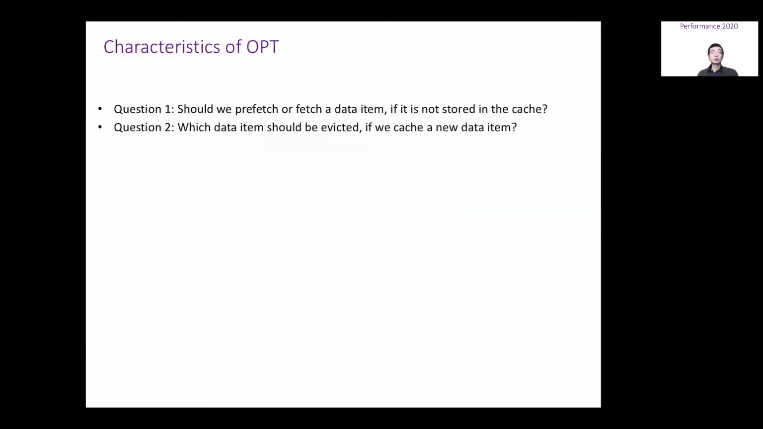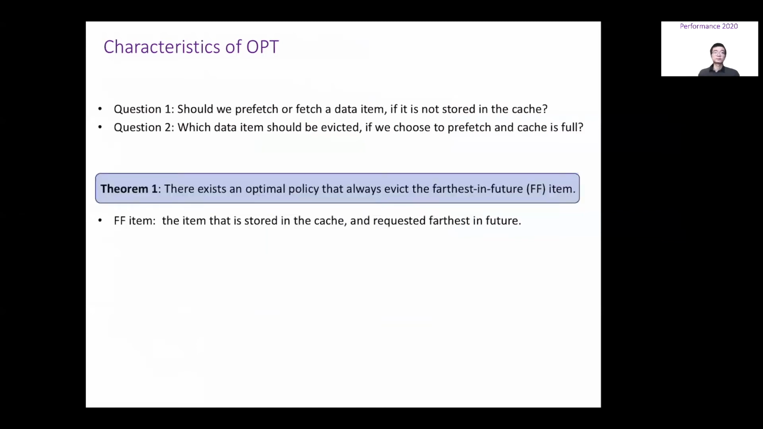First, let's recall the two questions. Question 1, should we prefetch or fetch? And question 2, which item should be evicted? It turns out that the second question is easier to answer. We prove that there exists an optimal policy that always evicts the farthest-in-future item. The farthest-in-future item is defined as the item that is stored in the cache and requested farthest in the future. Once we have this eviction policy, we are ready to answer question 1.